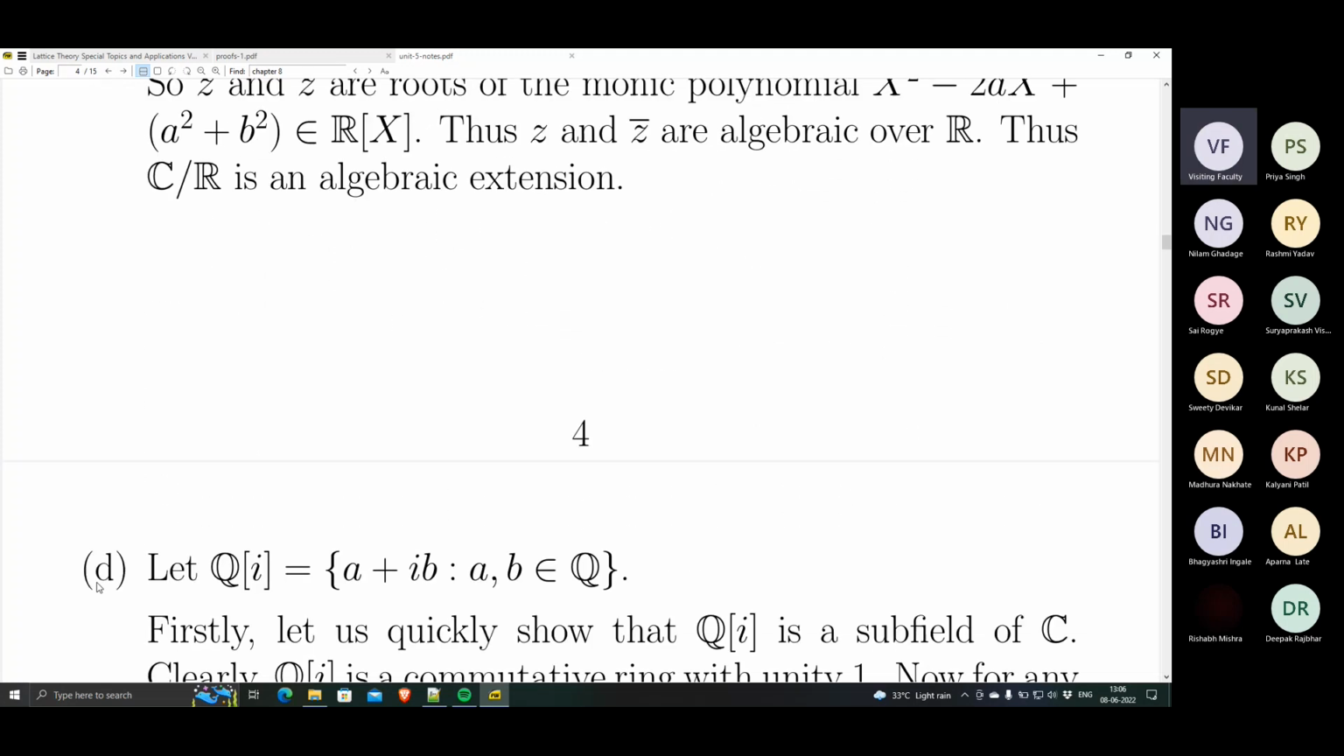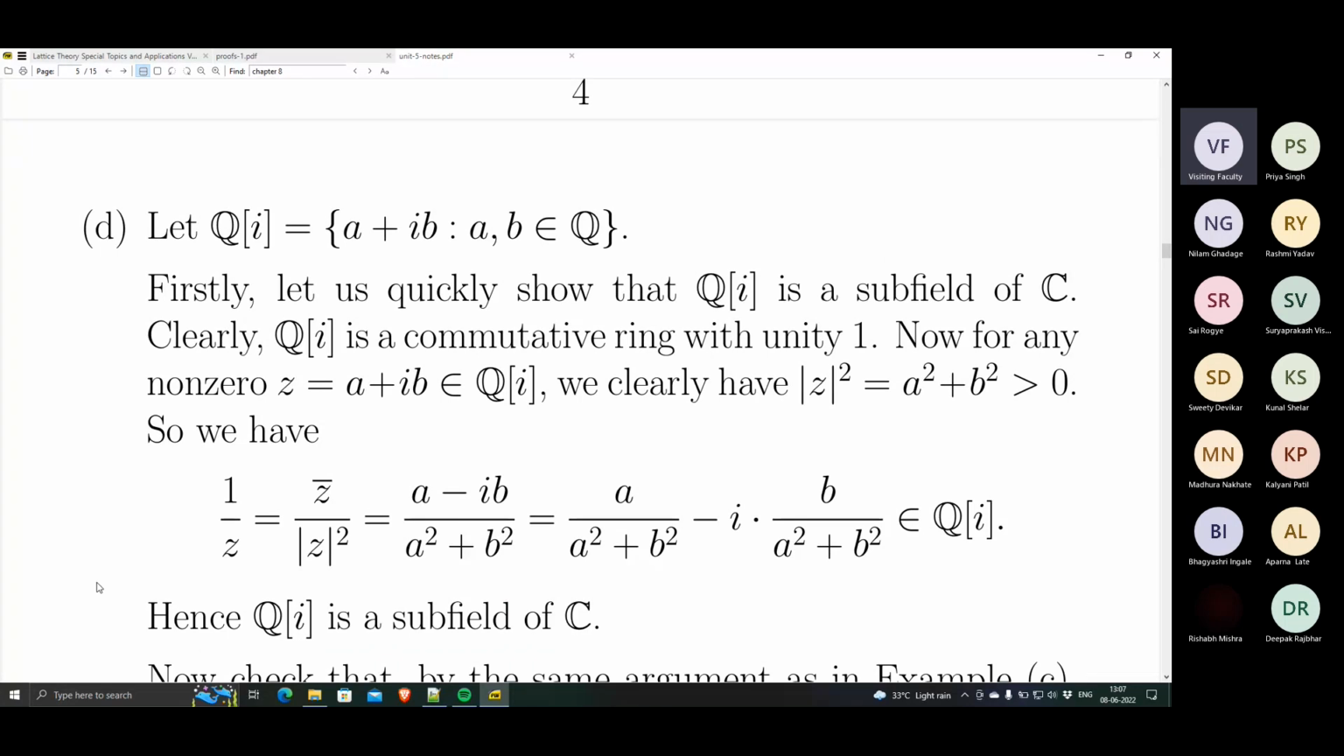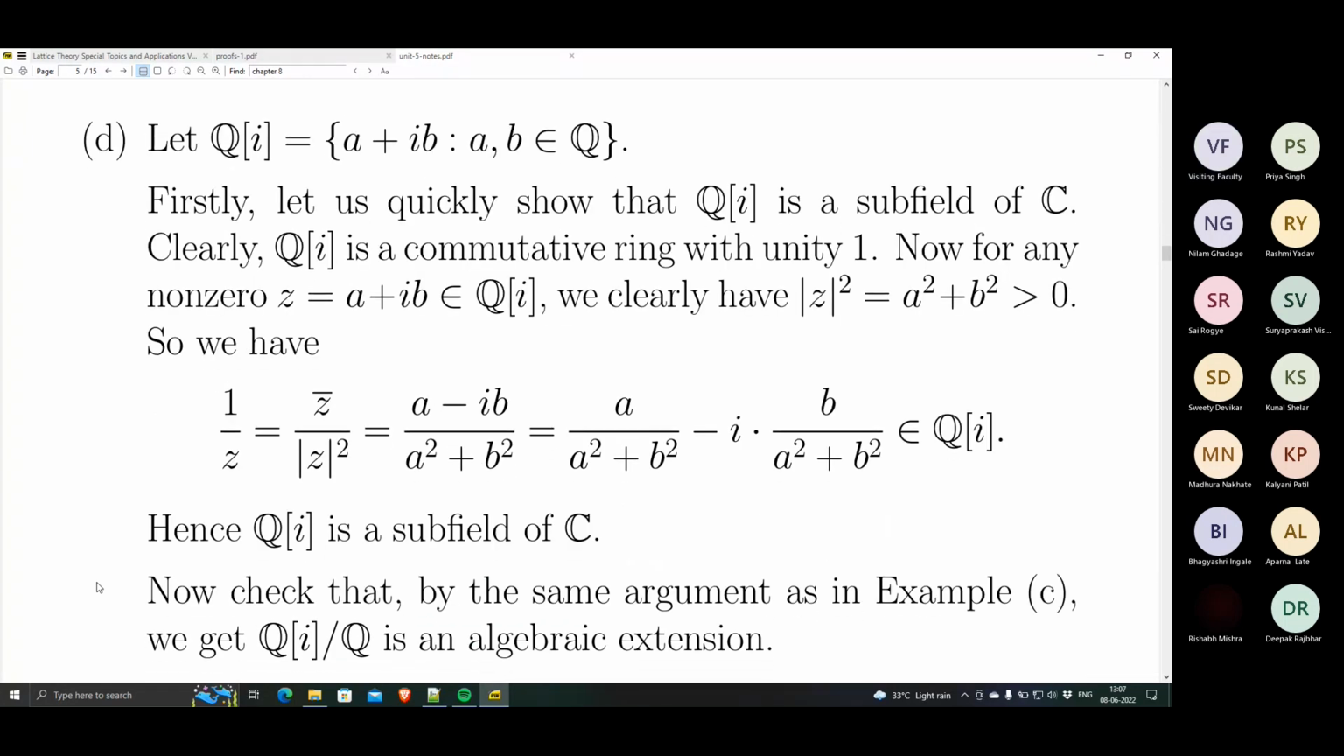Okay. So now let's consider another simple example. It's slightly more complicated than the previous one. I am taking now a special set of numbers, which I denote as Q adjoin i, Q square bracket i, where i is the square root of -1. Q[i] is defined to be all numbers of the form a plus ib, where a and b are rationals. Okay, so this is not all complex numbers. These are all those complex numbers whose real part and imaginary part are both rationals. Okay, or you can call them rational complex numbers.